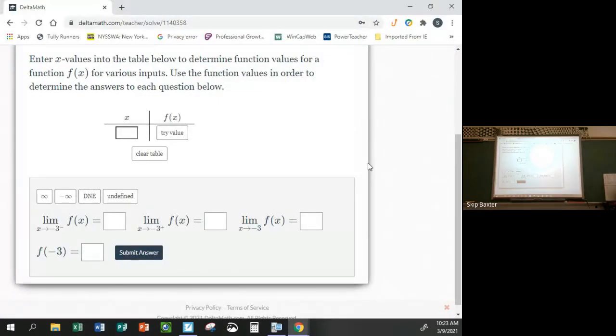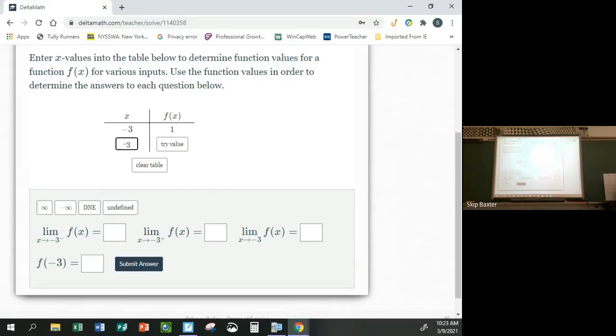They're asking you to find the limit as x goes to -3 from the left, -3 from the right, -3, and f of -3. So the first thing I'm going to do is plug in -3, just to get the last part of this. Press enter, it gives you the value, it's 1. So this value right here is 1.